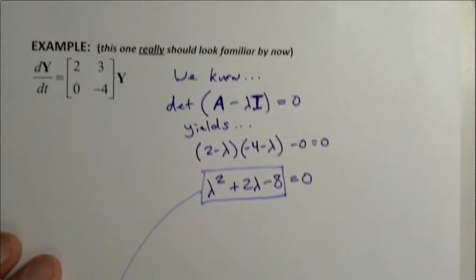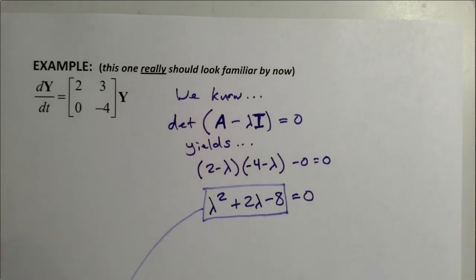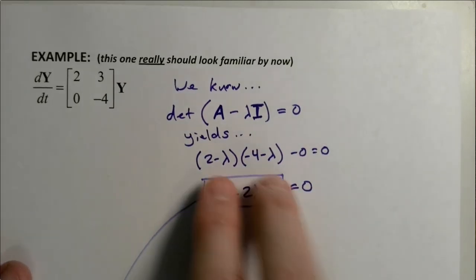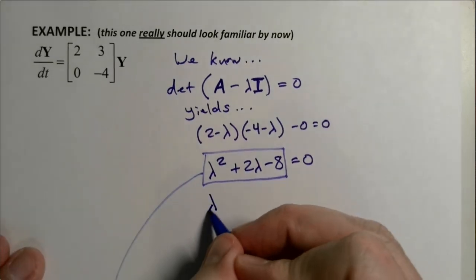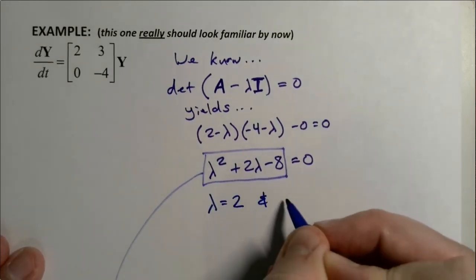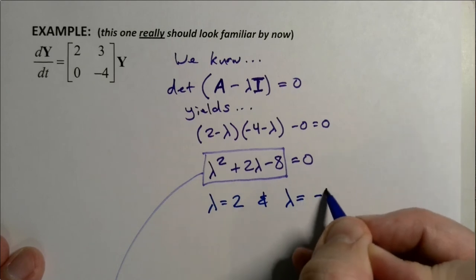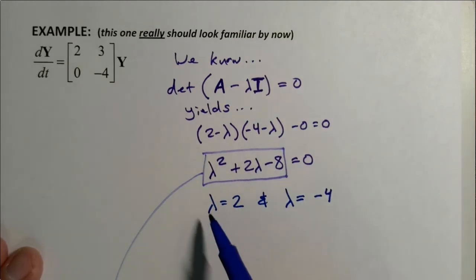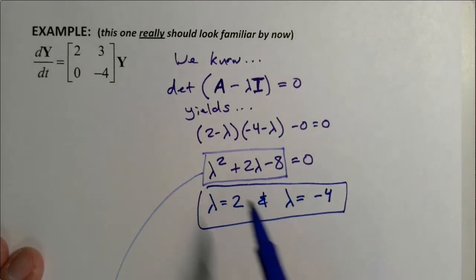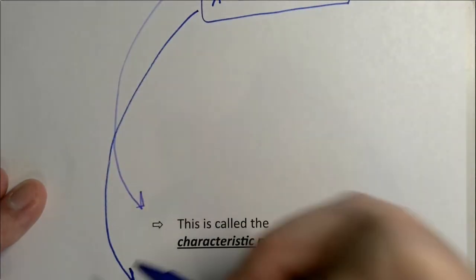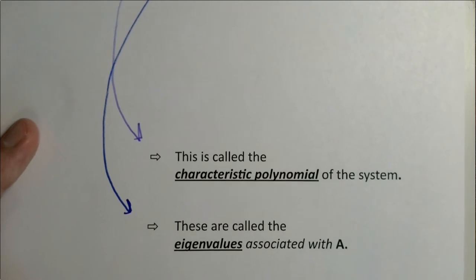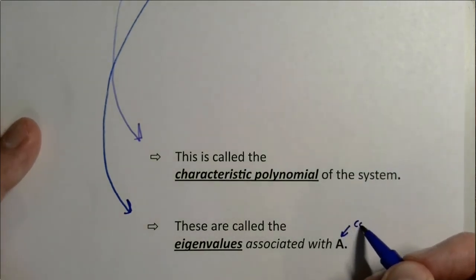Right? And if you solve that equation, which, I mean, it was already factored up here, you wind up with two solutions. One of them is lambda equals 2 and the other is lambda equals negative 4. These things right here, these guys are known as the eigenvalues. Let me scoot the arrow down here. These are the eigenvalues associated with that coefficient matrix.